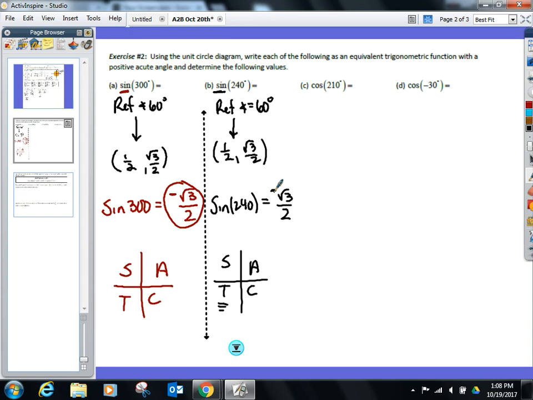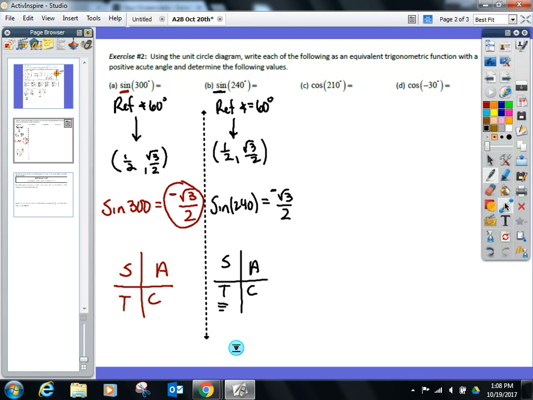Now, I'm doing this in this order, but you can start any way you want. If you wanted to start by saying, is it positive or negative, and get that sign first, that's fine. You can go in any order you want to get to negative radical 3 over 2. Okay, let's continue.